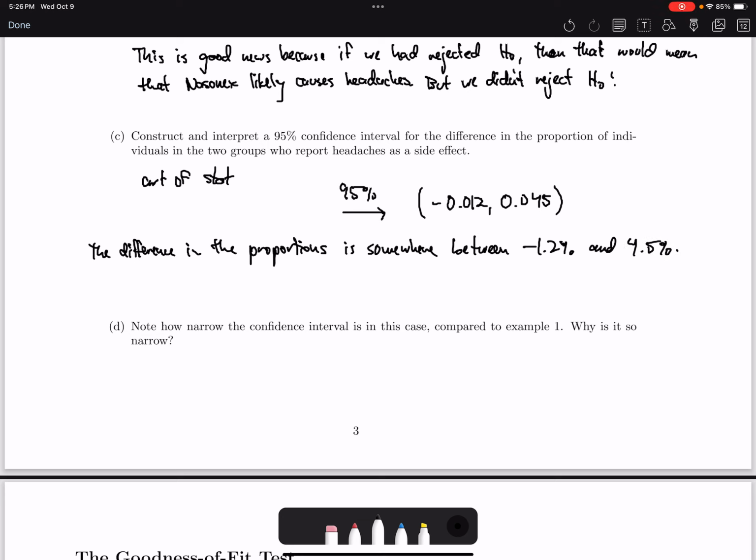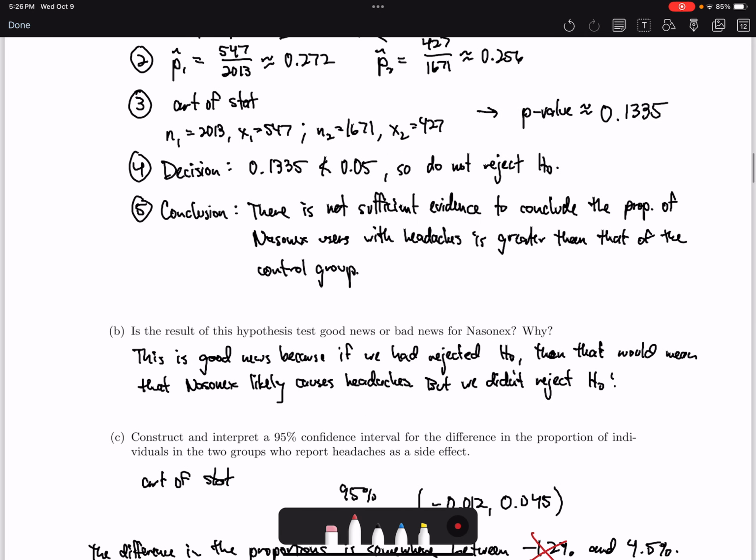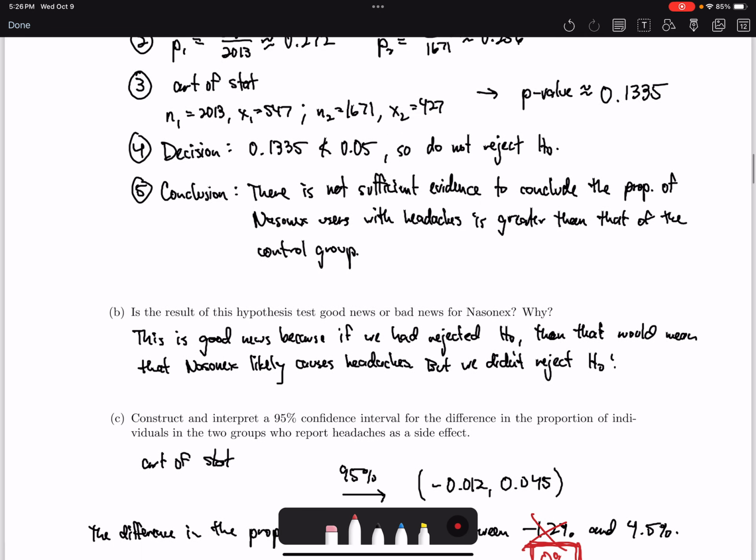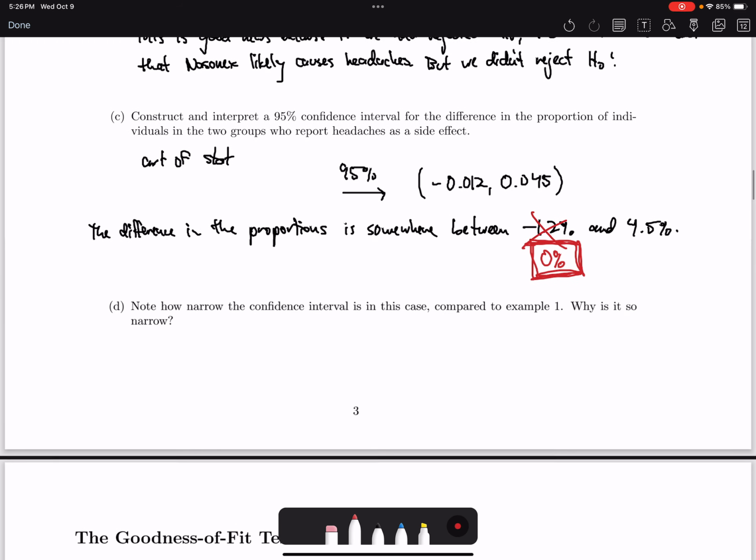Now, obviously, this answer right here doesn't make a lot of sense. Negative 1.2%, what does that even mean? Really, we would just say like 0%, somewhere between 0% and 4.5% difference, which corresponds nicely to the results of our hypothesis test, right? Because what we're saying is that, well, it's possible that there isn't a difference at all, right? It's possible that the difference is 0%, which is why we did not reject the null hypothesis when we ran the hypothesis test.